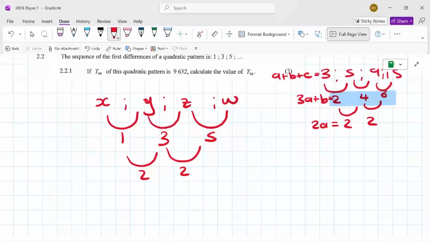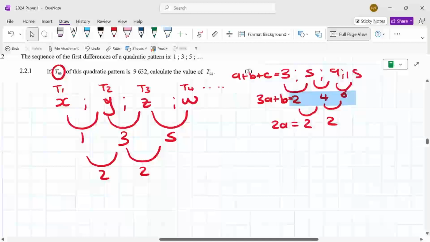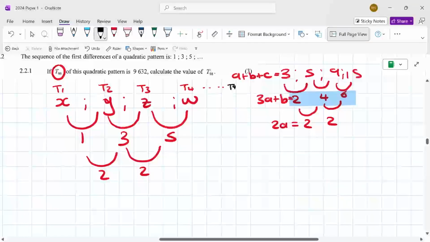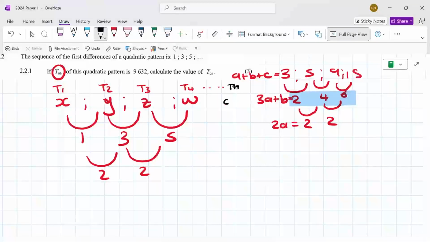They say that for this quadratic pattern, we know this is T1, T2, T3, and T4, going dot, dot, dot. T99 here is 9632. What is the value of T98? So the term before it. What is the value of that term? Now, we don't know what that term is.